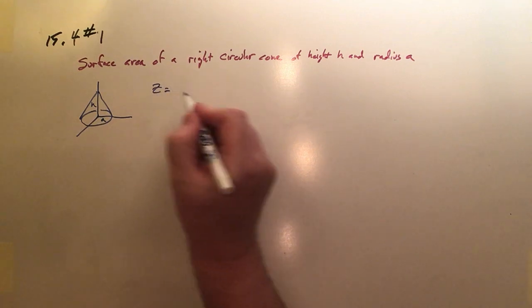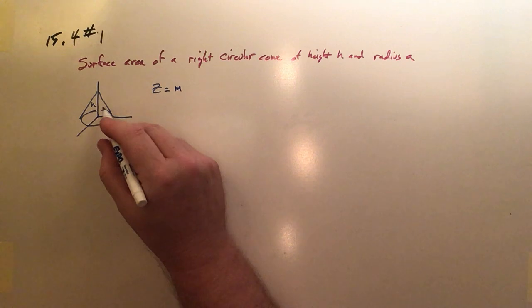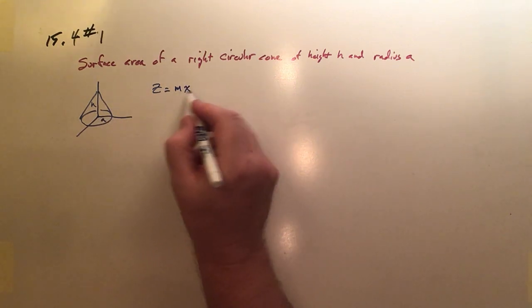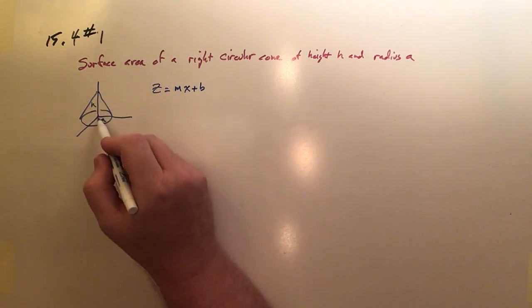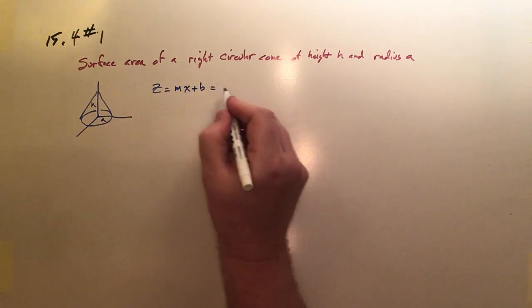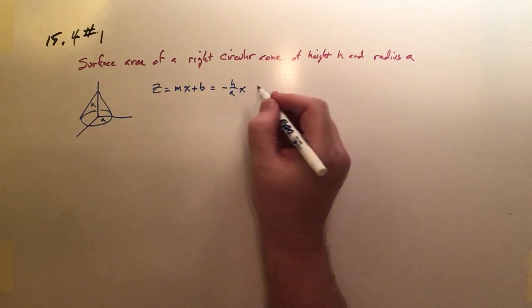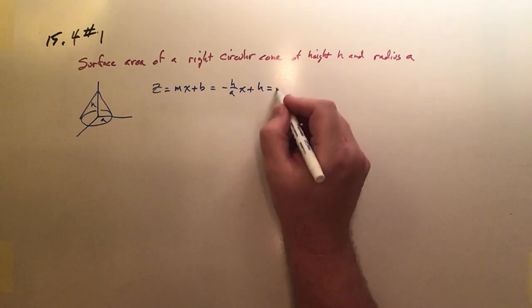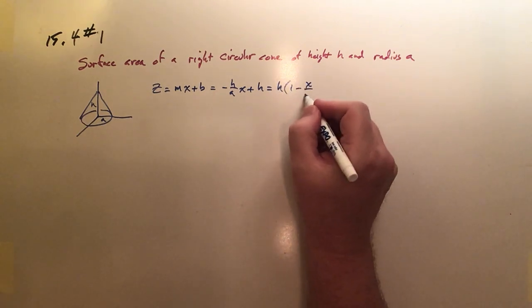So z is actually going to be equal to some slope, and again, let's just say x for a moment. It won't really be x, plus b, whatever the y-intercept is. Well, we can fill these in. The slope is going to be negative h over a, times x, and then plus, and the y-intercept is h. So if I rewrite this, this is h times 1 minus x over a.